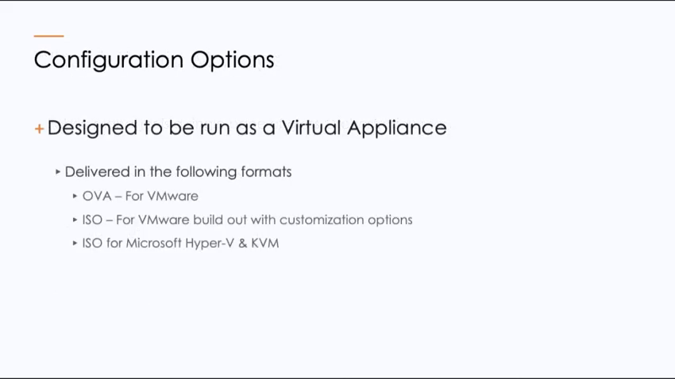Fabric Manager is designed to be run as a virtual appliance, and we deliver it in a few different ways. First, and probably the most common, is as an OVA for VMware. But we also give it to you as an ISO, so if you want to build that out in VMware with customized options, different memory sizing, different storage, different capacities with virtual CPUs, you can build it out with the ISO from scratch. Of course, it's probably easier to take the existing OVA and tweak it, but we give you that option. We also give it to you in an ISO form to deploy into Microsoft Hyper-V as well as KVM.